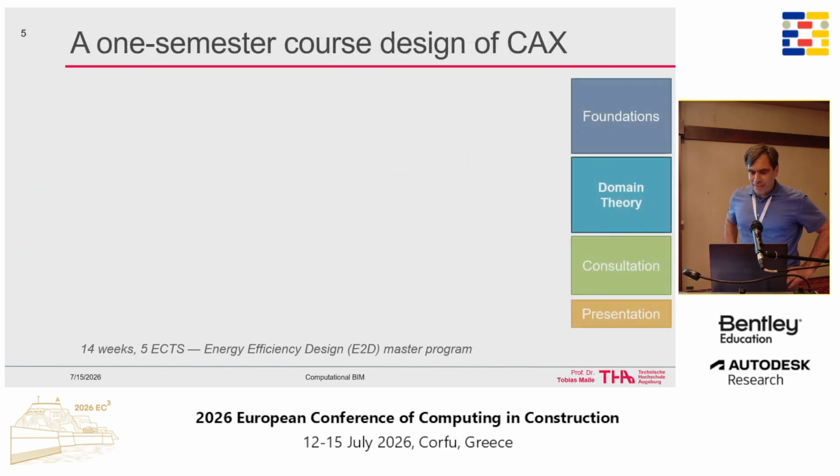So how does the course look? We basically have 4 phases. We teach foundations at the beginning, then go into the domain theory. Then we have some consultant sessions towards the end of the semester, and then the students present their work. This course happens in the energy efficiency design master program at our university, which we call E2D. So these students know a lot about energy, but not the other topics.